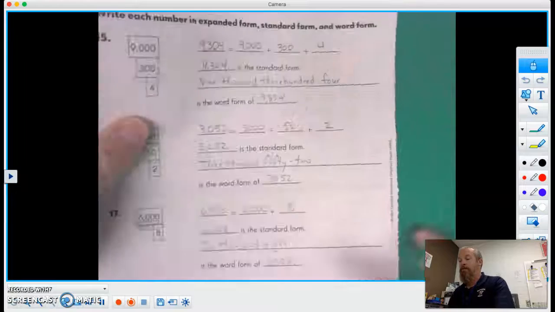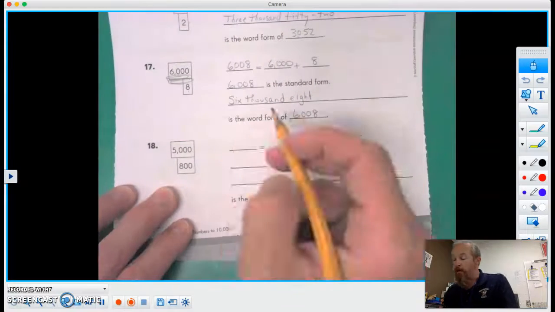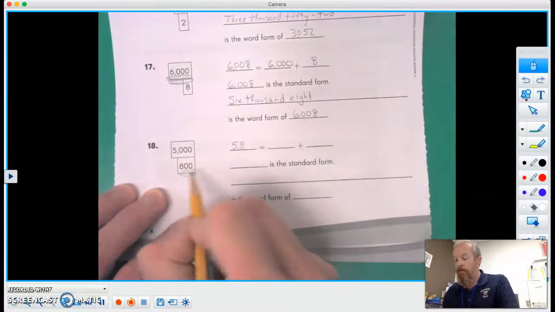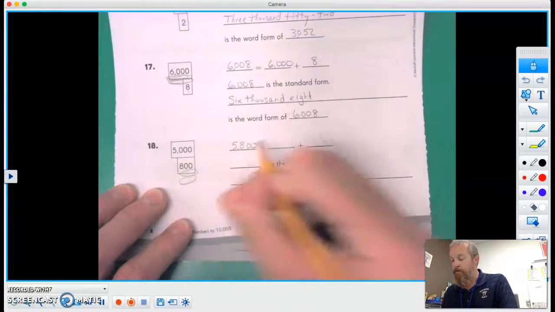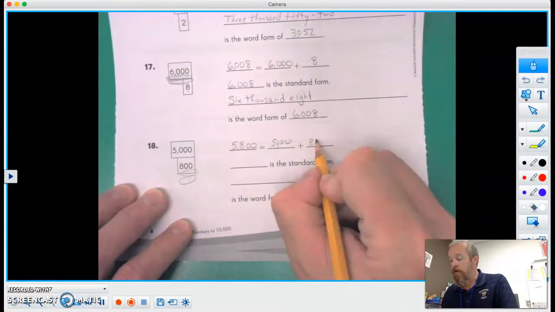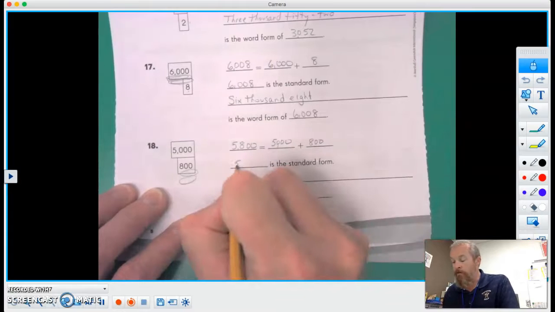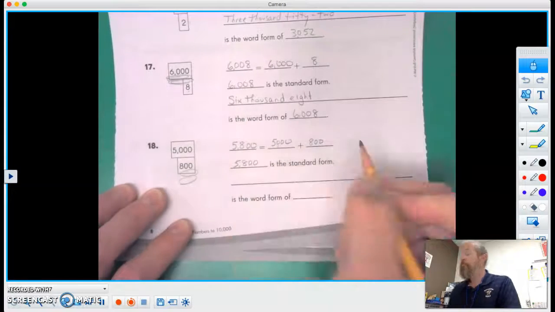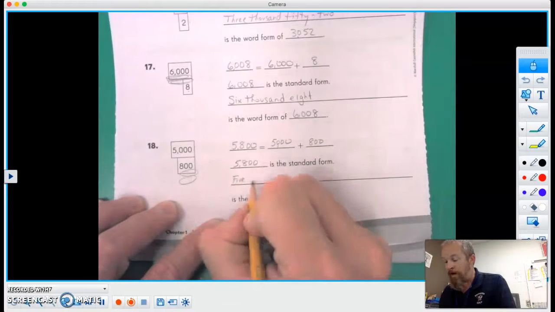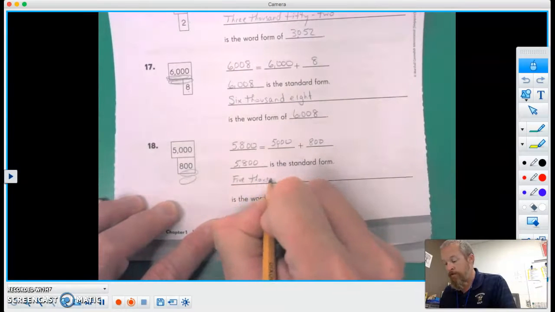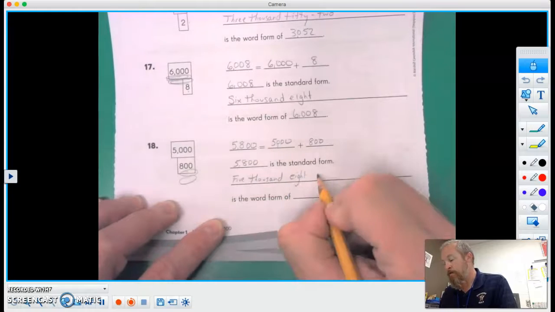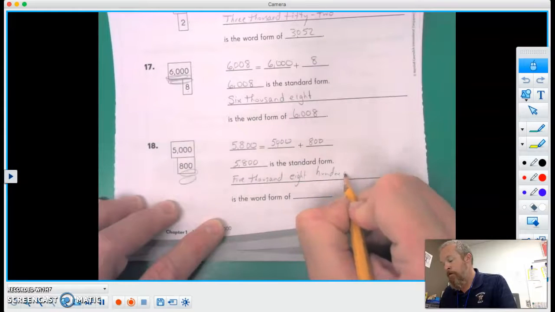And our last one, I'll move it up here so you can see it. We have our 5 in the thousands. We have our 8 in our hundreds. And we don't have any tens or ones. So here we have 5,000 plus 800. Standard form, 5,800. And word form, 5,800.